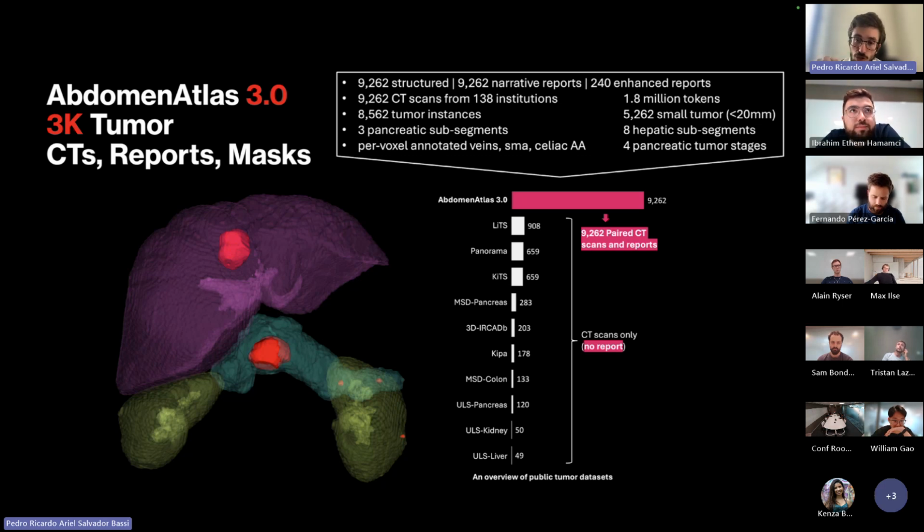We also have annotation segmentation masks for blood vessels around the pancreas. And this is again important for surgery, because by checking how the tumor touches this blood vessel, we can understand how easy it is to remove this tumor or if it's unremovable. So the blood vessel annotation is important for staging, and we are also the first data set with staging for pancreatic tumors. In total, we have 8,000 tumor instances. So we have 3,000 tumor CTs and 8,000 tumor instances because one CT may have more than one tumor, and a very large number of small tumors, more than 5,000, which is very important for early detection.